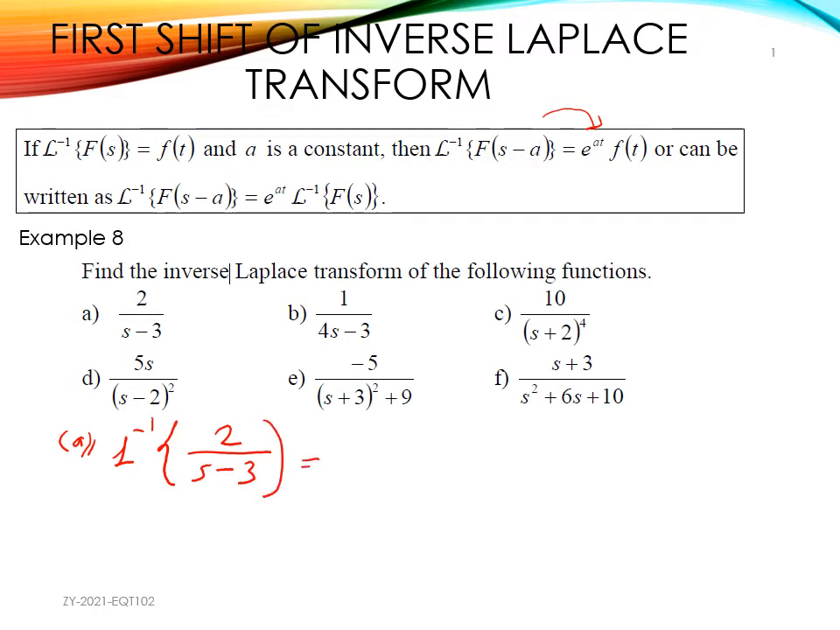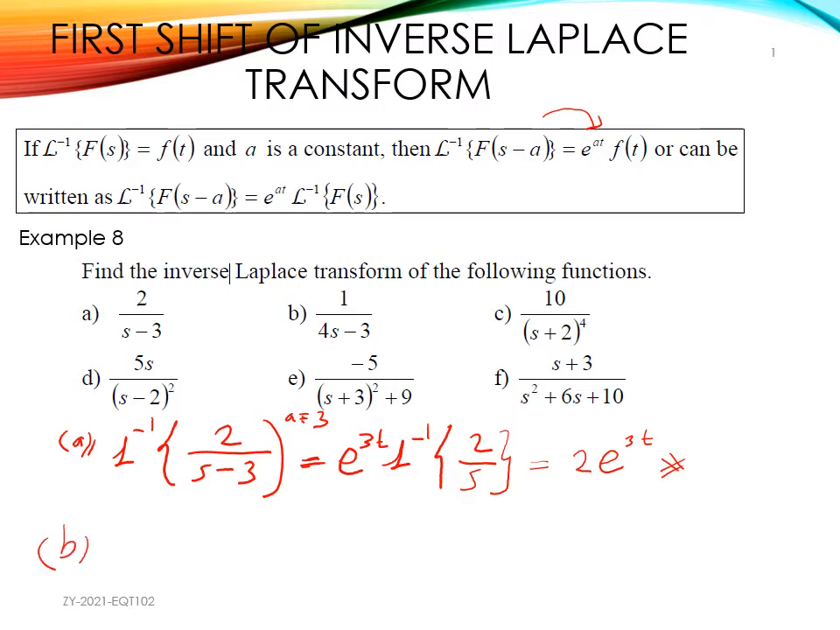So we will get, when we take out the 3, here we know that a is equal to 3. So we obtain e^(3t). When we obtain the exponent 3t, we will just be left with 2 over s, because we replace the s minus 3 with s. So 2 over s, from the table, we just get 2. So that's how you obtain the inverse.